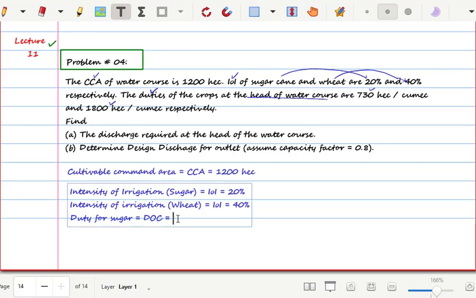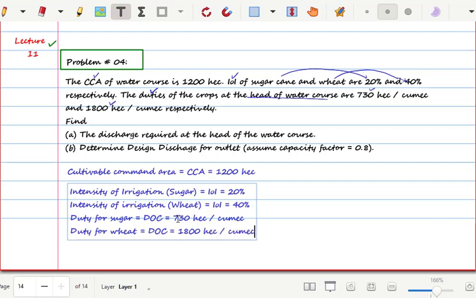So duty for sugar is equal to 730 hectare per cubic, and then duty for wheat is given to us, which we call duty on capacity or duty, which is equal to 1800 hectare per cubic, right? This is what is given to us.